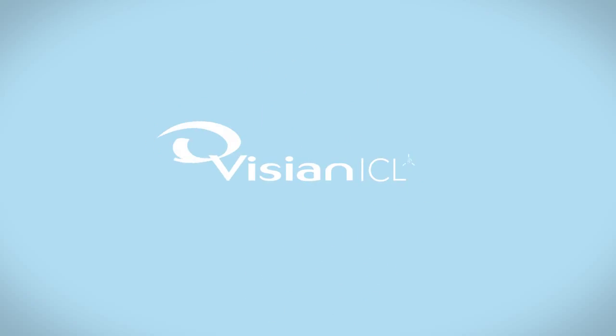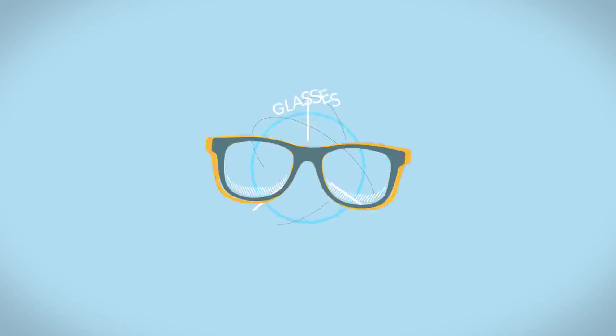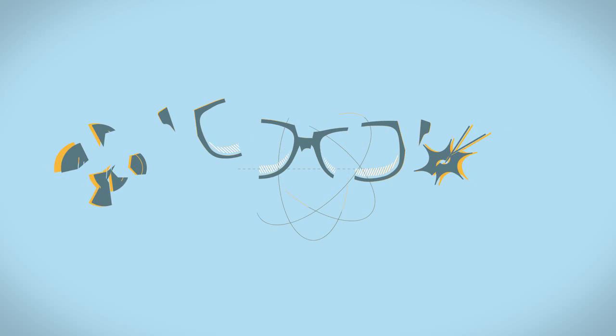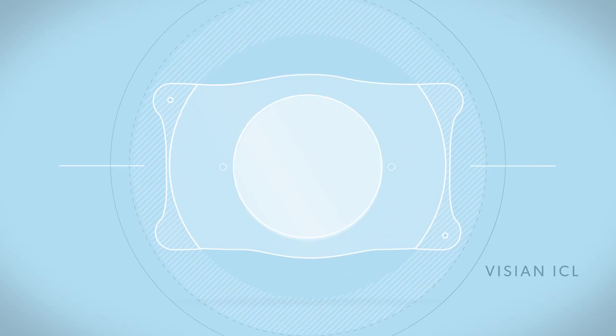Picture going from this to this. Well, that's the difference between poor vision and the power of HD vision with the Visian ICL. Glasses, contacts, and LASIK all have their limitations and inconveniences. But when you're ready to break free of those limitations and enter into the next generation of vision correction technology, take a look at Visian ICL.